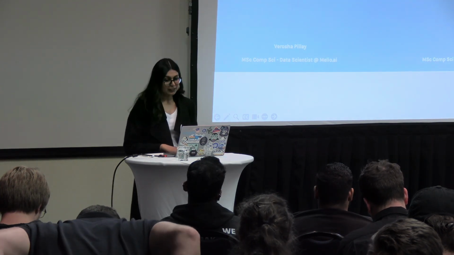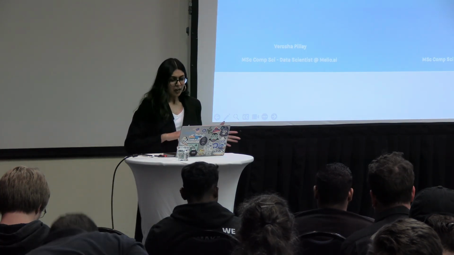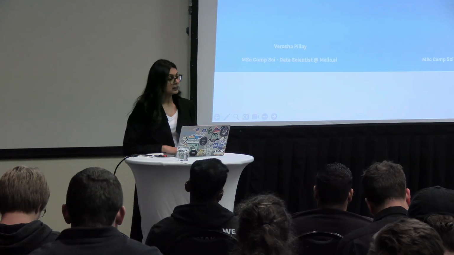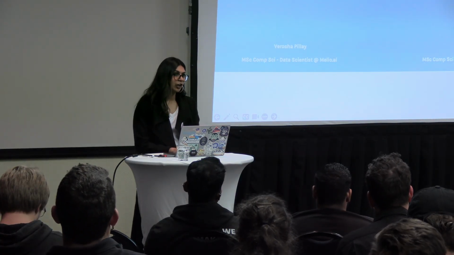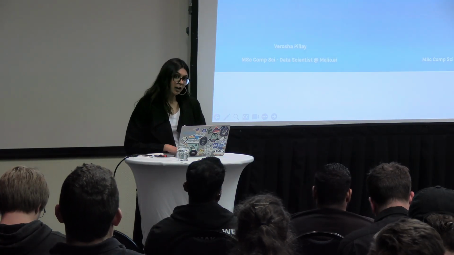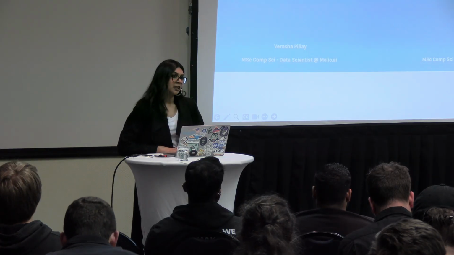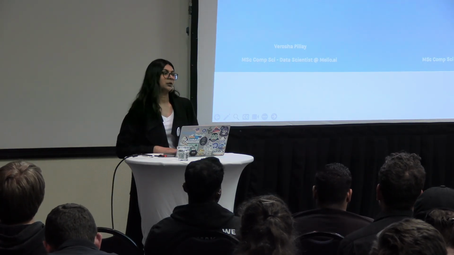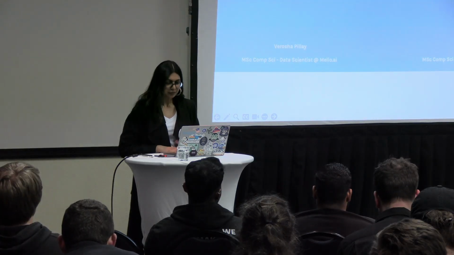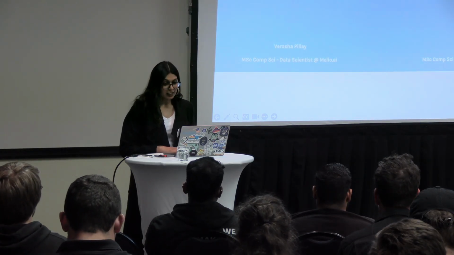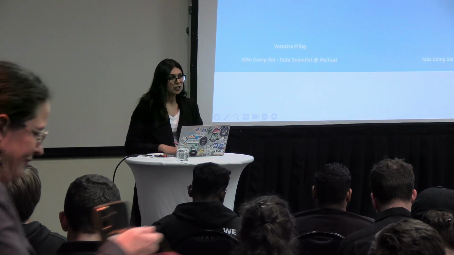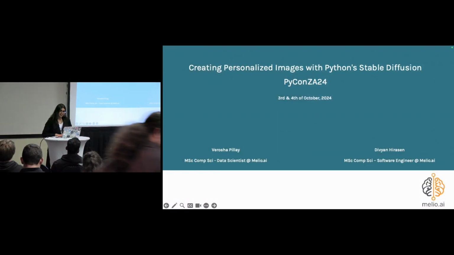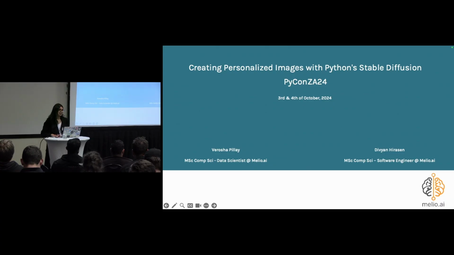But just before we start, a little about us. We both have our master's degrees in computer science. We currently work at Melio AI. Melio AI is a company that focuses on developing and deploying ML solutions. Now, today, we're very excited to share our explorations with Stable Diffusion in Python, and we're hoping by the end of the talk, we spark some curiosity around generative AI.